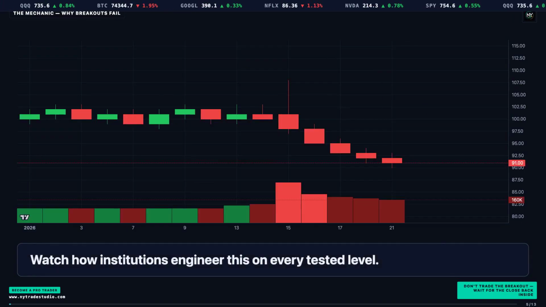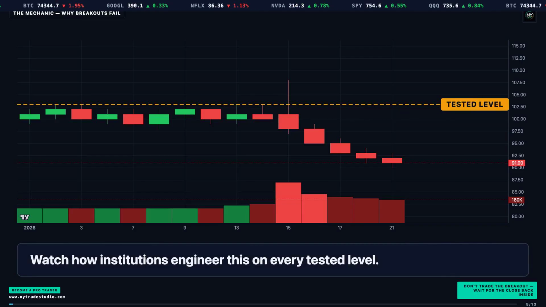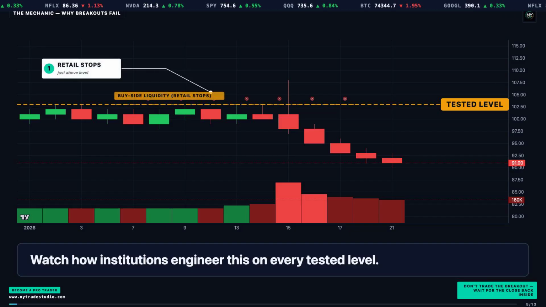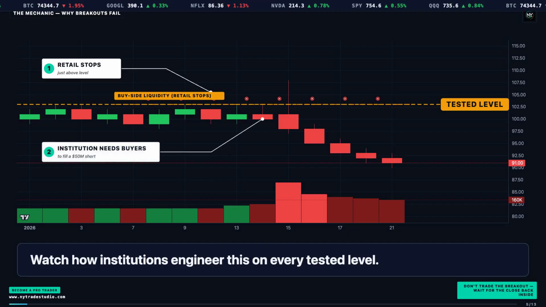Here's why this happens. The mechanic, step 1. When price hits a level multiple times, retail traders put stop losses just above it. Thousands of stops sitting up here, waiting. Step 2. A big institution wants to enter a $50 million short. They can't click sell, they'd crash the price. They need buyers up here at a high price.